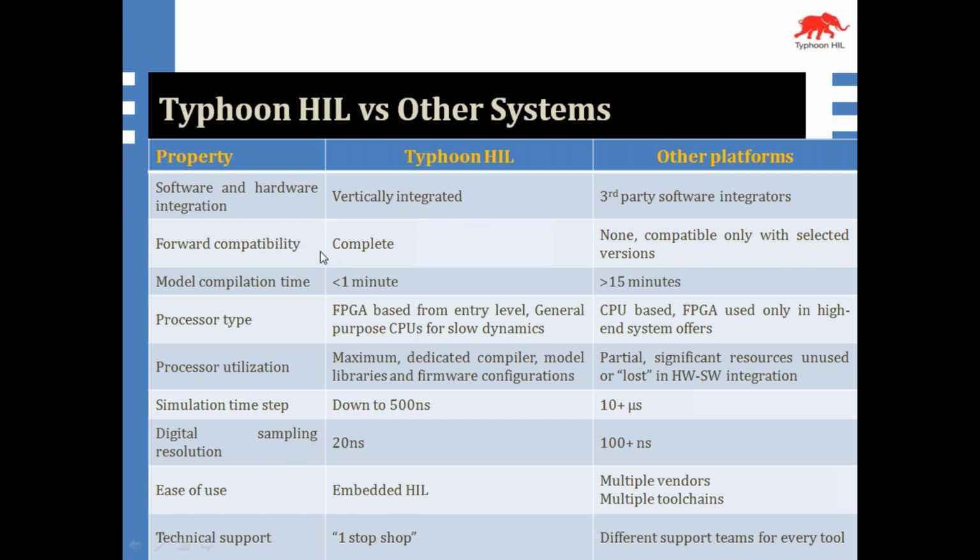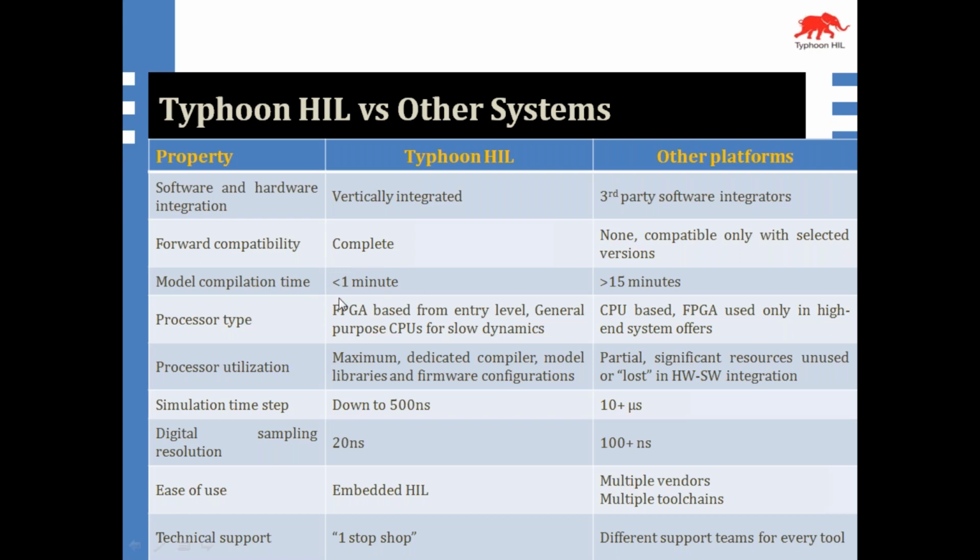Here we have complete forward compatibility. Our current version is 64-bit, but if you have 32-bit, then you can switch to the older versions. If, according to your use, some feature is available in our older version, you can switch to the older versions too. They are also available along with the latest updated version of Typhoon HIL. But this compatibility is not available with other platforms, where you have to use only the selected version.